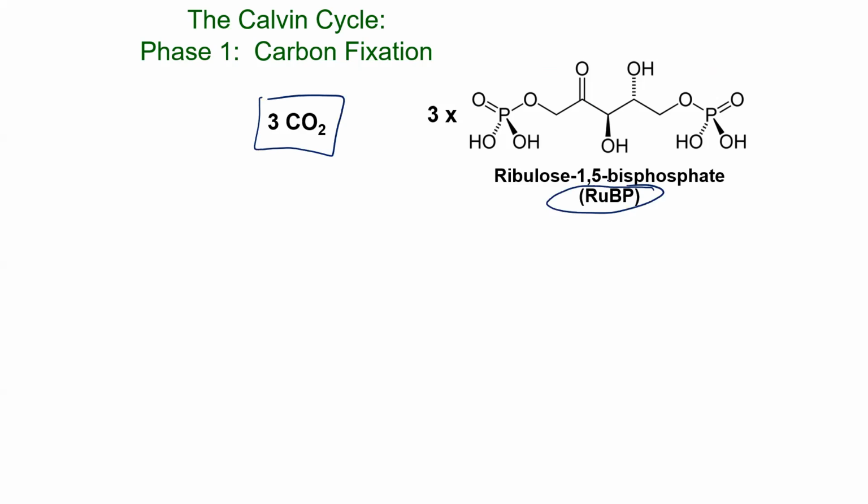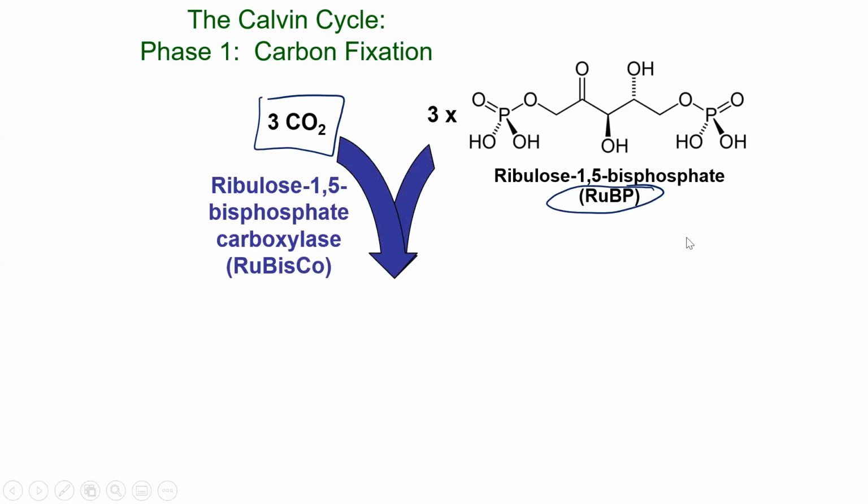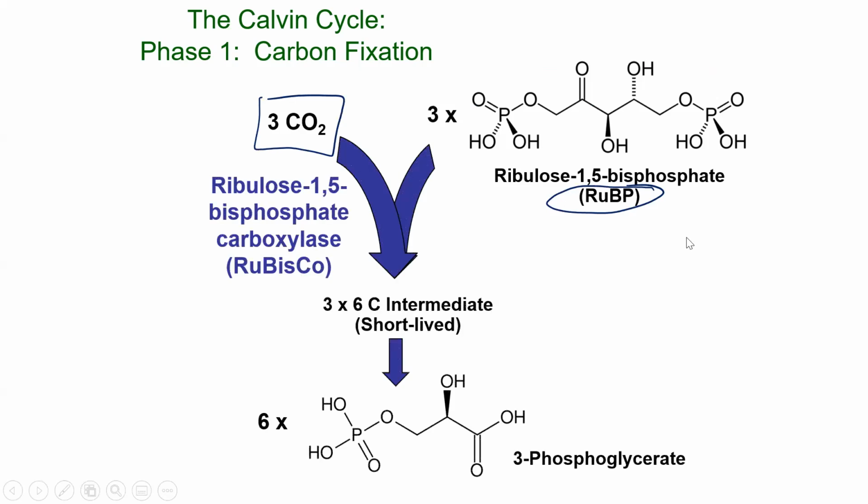The full name is ribulose 1,5-bisphosphate. Bisphosphate means 2 phosphates, like 5. And it's a ribulose, it's actually a 5-carbon sugar. And what it does, it's going to combine these 2 things, and there's kind of a short-lived 6-carbon intermediate, and ultimately makes 3-phosphoglycerate.